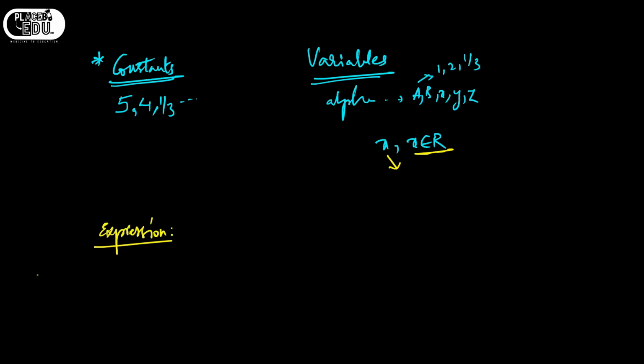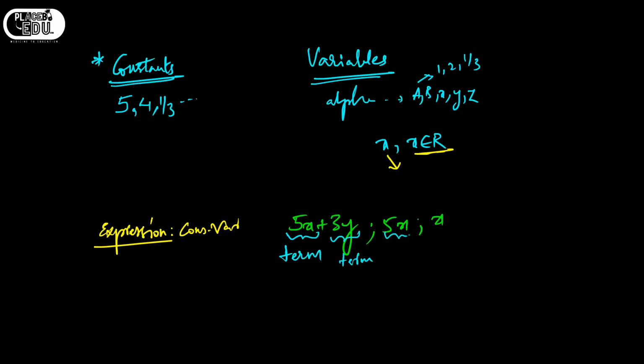What is an expression? Expression is nothing but that which is made up of constants and variables. How will be the structure of an expression? 5x plus 3y. This is one expression. 5x is an expression, x is an expression. Like that, constants and variables will be combined to form an expression. You have to observe that this 5x will be a term, this 3y will be a term, and here x is a term.